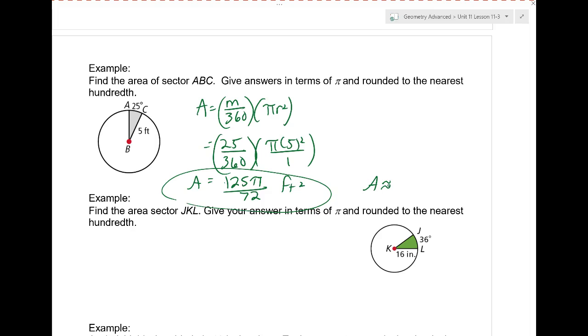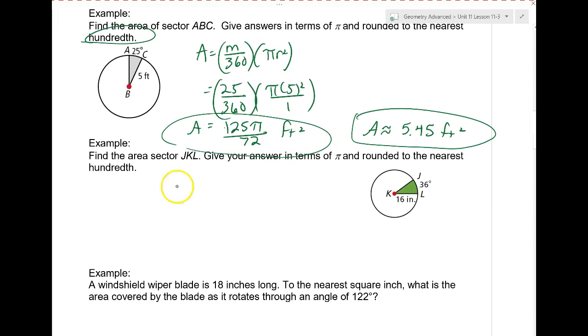All right, guys, what do you get for decimal? It's 5 what? 0.5. Yep, 5.45 square feet. Because again, it said to the nearest hundredth. I want both of those answers. All right, I think we're pretty good. Do we need to do another one of these? All right, so if you want to see this, it's where?